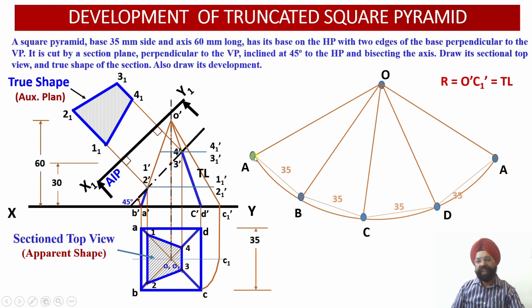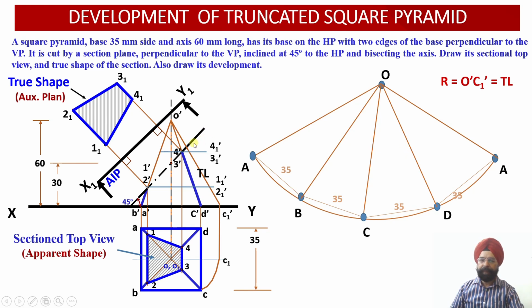So now, having marked all these points over there, I need to join them straight, because in case of pyramids, the edges have to be joined by straight lines, right? So edges have to be joined by straight line. So I am going to join all these points on the base over here. Now this is the development for the untruncated, for the normal square pyramid which has not been cut by any cutting plane.